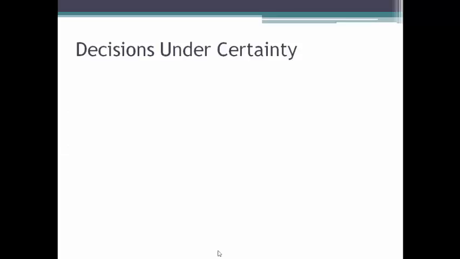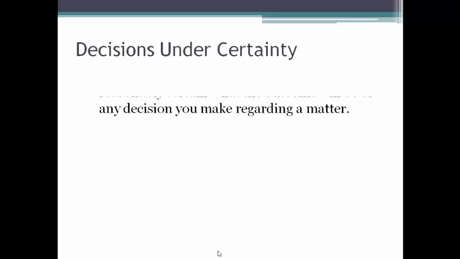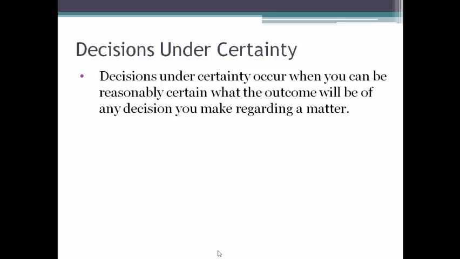Alright, so that's decisions under risk. Let's take a look very quickly at decisions under certainty. Decisions under certainty occur when you can be reasonably certain what the outcome will be of any decision you make regarding a matter. Now, we say reasonably certain because a lot of times, there's weird outside chances things could go wrong.